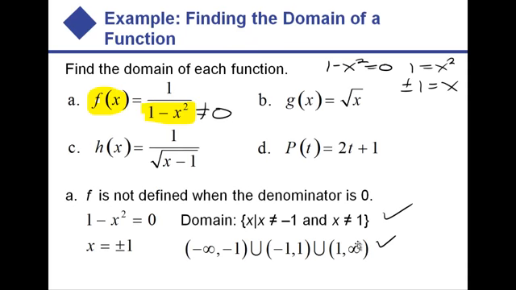The second example, the square root of x, as we said, we can't have negatives in a square root. So that's just going to be all x's such that x is greater than or equal to 0, right? One way of writing it, if we want to write it in interval notation, wouldn't it just be square bracket 0 to infinity?